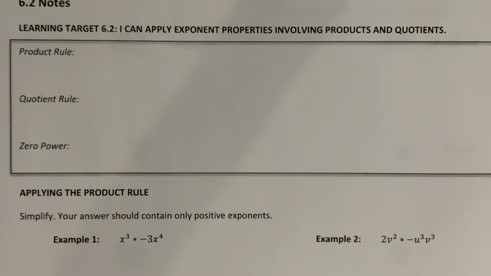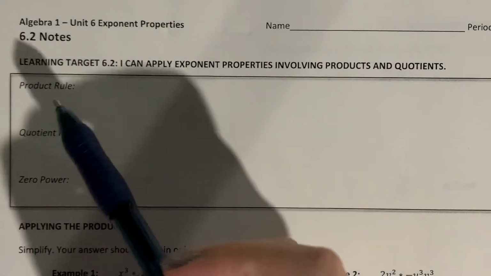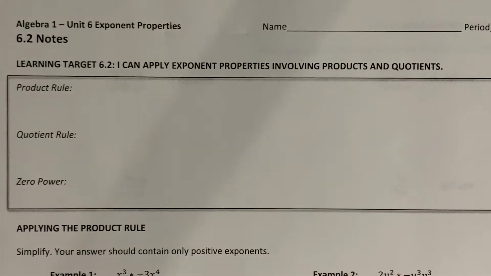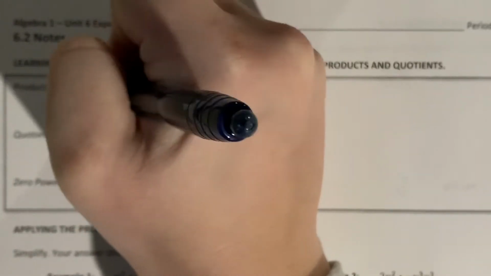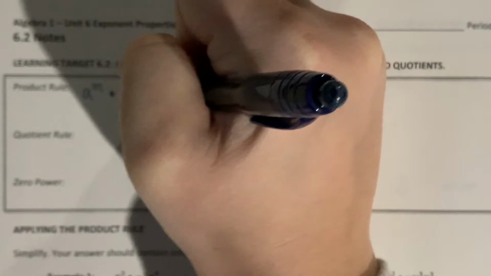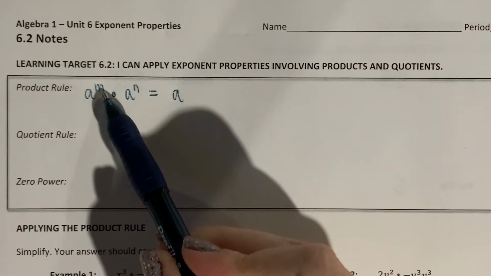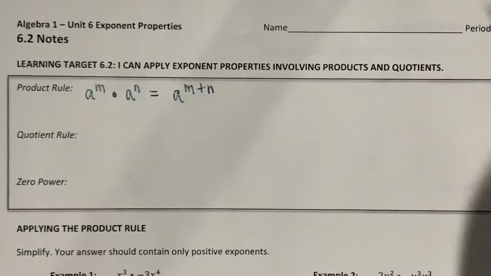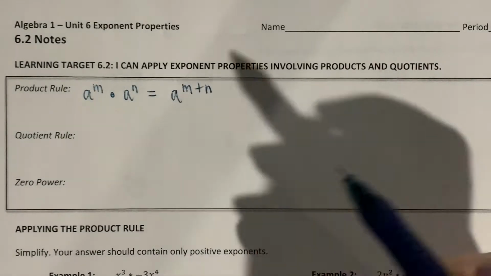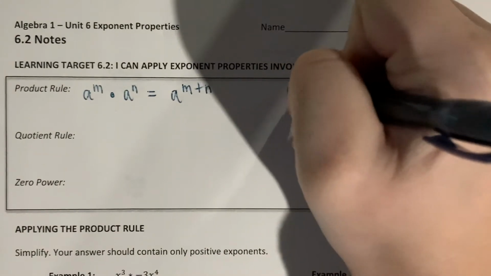So one of these rules is the product rule, and product means multiplication. So a generic rule that we could write is, let's say you have a raised to the m power times the same base, a raised to the n power. Then our base would stay a, and here with our exponents, we would add the two exponents. So it would be a to the m plus n.